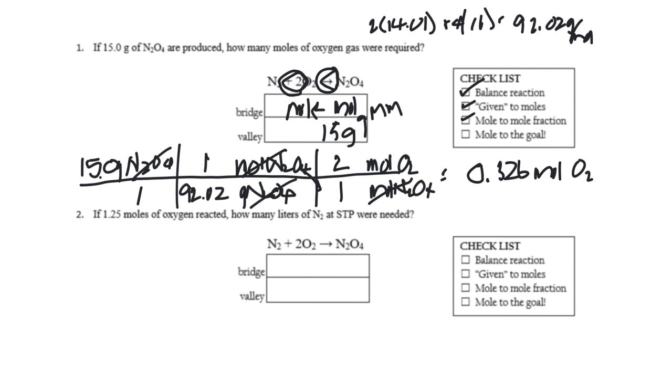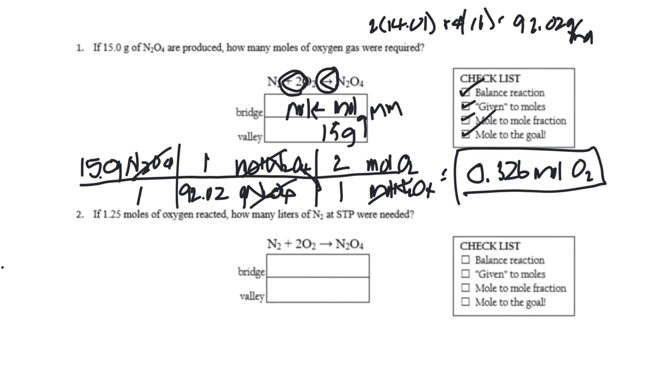So let's continue to look at our checklist. Mole to mole fraction, done. Mole to the goal, our goal was oxygen, done. So now we have our answer for number 1. Number 2, we have 1.25 moles of oxygen. How many liters of nitrogen at STP were needed?